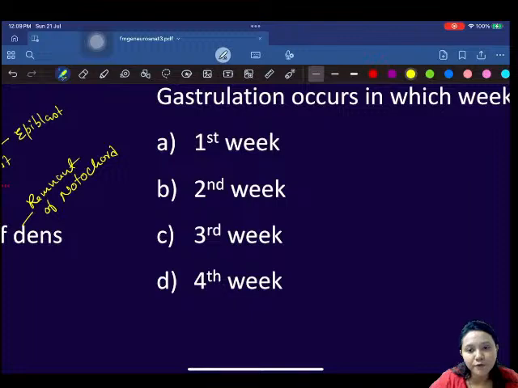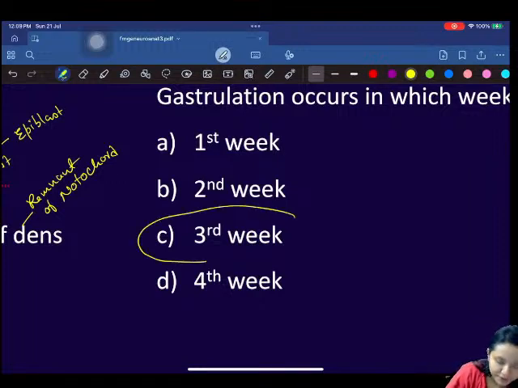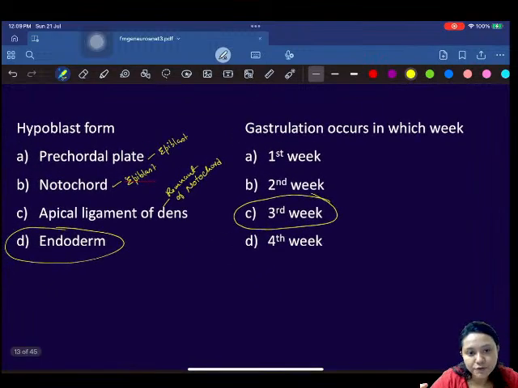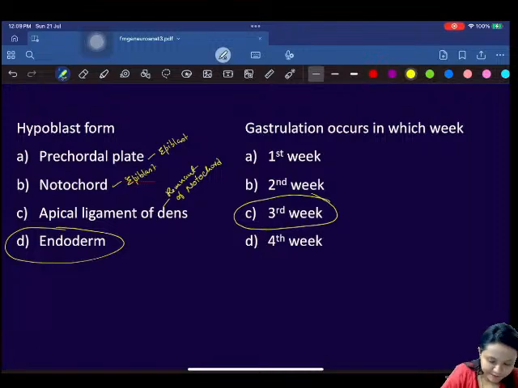You know that the rule of 2 is bilaminar, and gastrulation means from the bilaminar to trilaminar disc. Okay, from the bilaminar to trilaminar disc, that process is known as gastrulation, and that is in week 3, the third week. Okay, gastrulation occurs in the third week. Okay, so these are a few questions from the embryogenesis part.